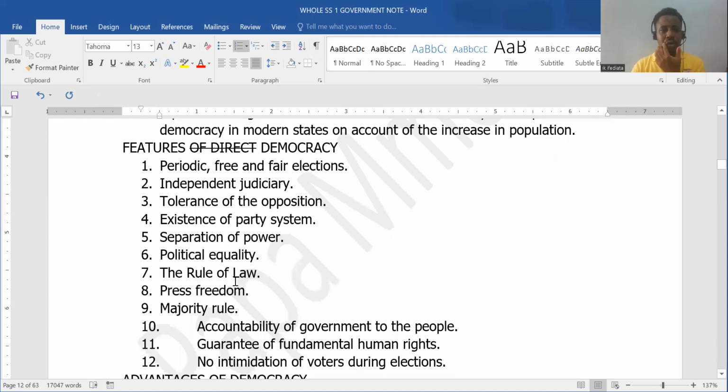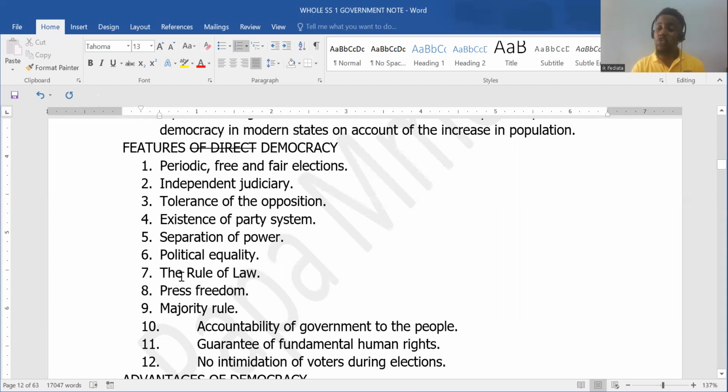So, features of democracy: periodic, free and fair elections. They must be free and fair and happen every 4 years, periodic. Independence of the judiciary, because it is the last hope of the common man. All electoral disputes are settled in the courts. Tolerance of the opposition, right? Existence of a party system, whether it is zero party, one party, dual party, or multi-party. We will study this in subsequent topics down the line.